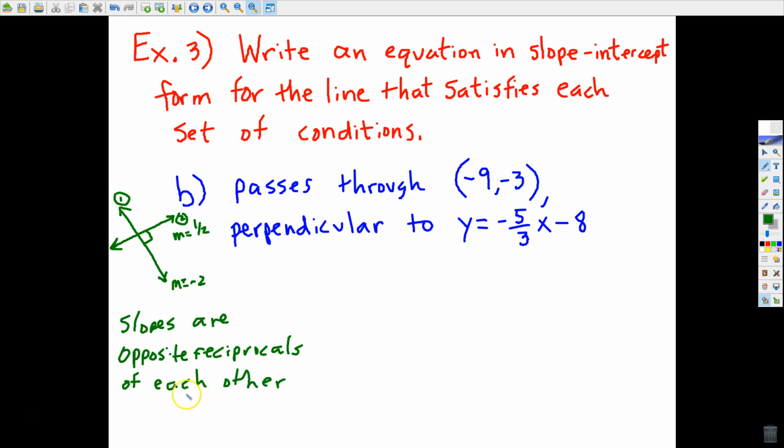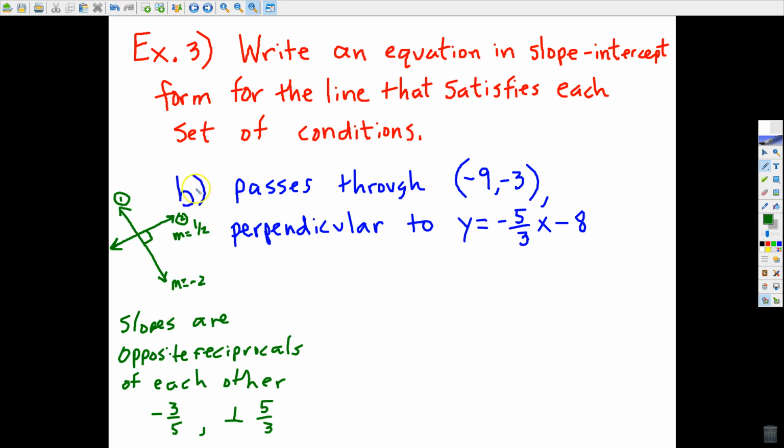Okay, one more quick illustration. If I know a line has a slope of -3/5, then the line that's perpendicular to it would have to have a slope of positive 5/3. Not only are they opposites, change the sign, but they're also reciprocals. So you've got to do both.